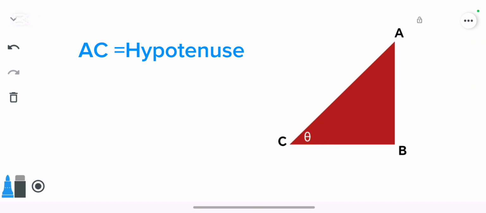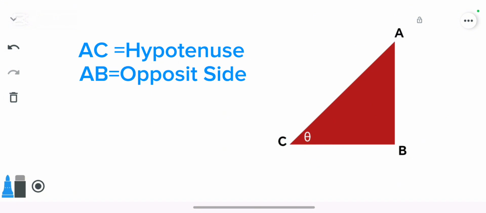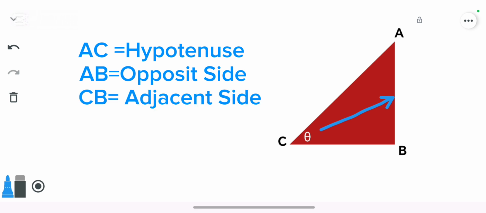Now with respect to this given angle here, AB is the side which is opposite the angle, and so it is called the opposite side. And CB is the side which is adjacent to the angle, and it is called the adjacent side. So CB is the adjacent side.